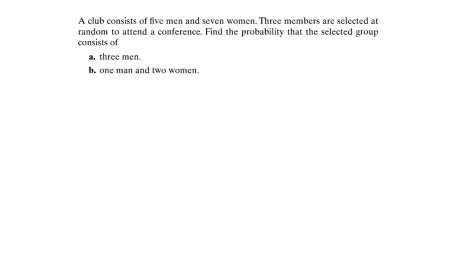So let's take a look at some information derived from the reading. We have 5 men, 7 women. 5 plus 7 will give us a total of 12 members. Then it tells us that 3 members are selected at random. So we're going to choose 3 at random. Being that we're doing this randomly, order does not matter, so we're going to use a combination.